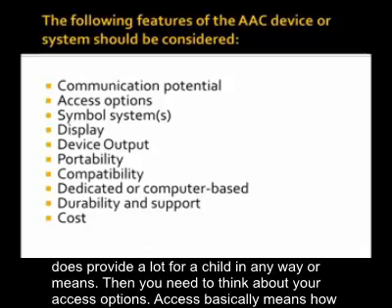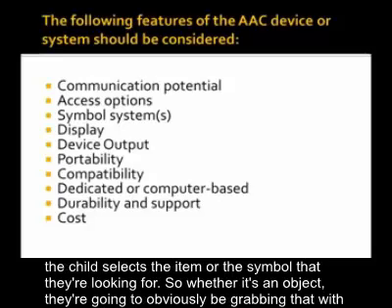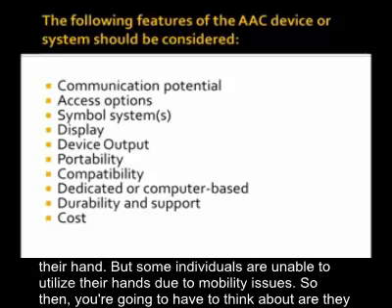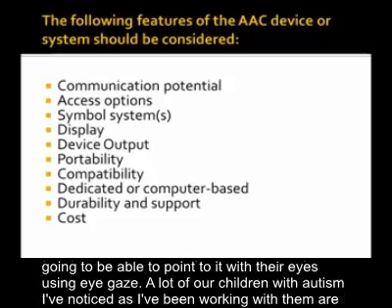Then you need to think about your access options. Access basically means how the child selects the item or the symbol that they're looking for. So whether it's an object, they're going to obviously be grabbing that with their hand, but some individuals are unable to utilize their hands due to mobility issues. So then you're going to have to think about, are they going to be able to point to it using their eyes, using eye gaze?